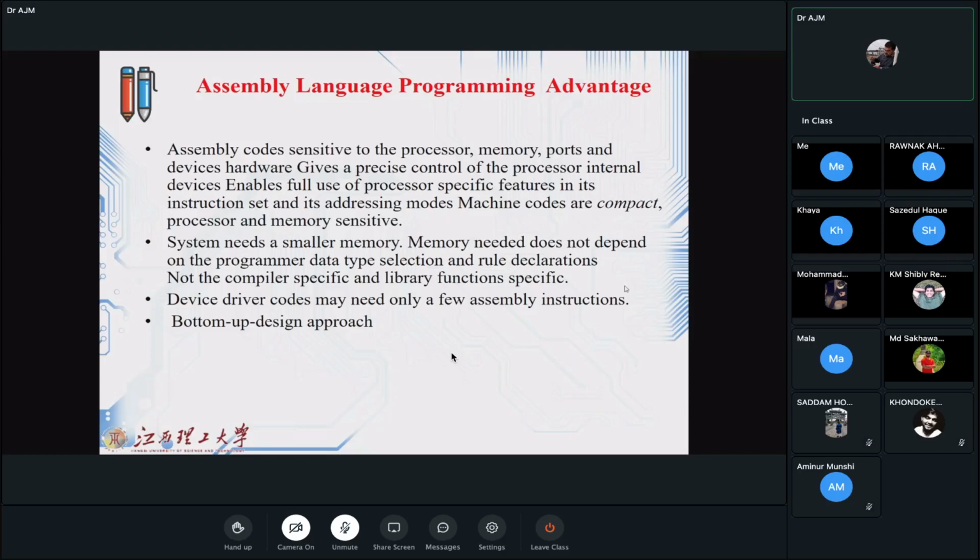But I'll tell you that in my time, they said to just rely on assembly. The advantage of assembly was that, because it was a low-level language, the number of errors after compiling was less, and a PC or any embedded system would understand it much more easily than, suppose, C language. It means these codes were sensitive to the processor, memories, ports, and device hardware. Also the system needs a smaller memory to handle this language, and the memory needed depends on the programmer's data type selection and the rule declaration for the compiler. Mainly in my time, the problem was the compiler.